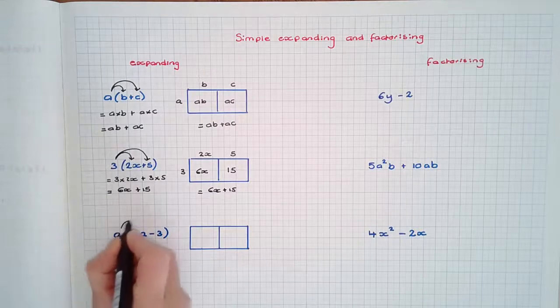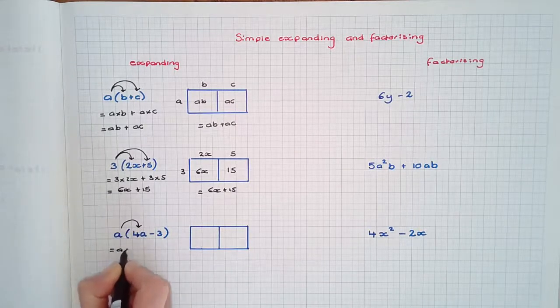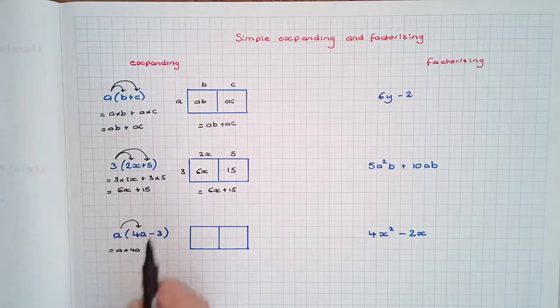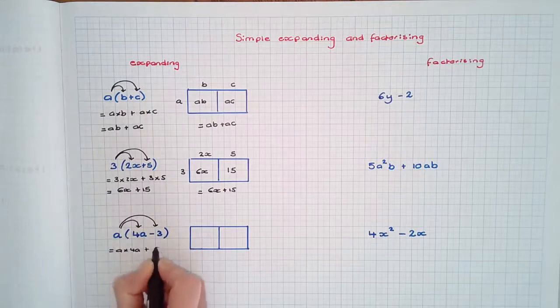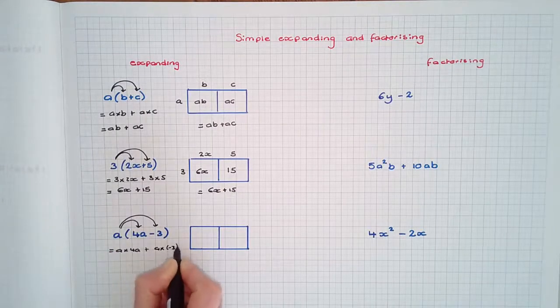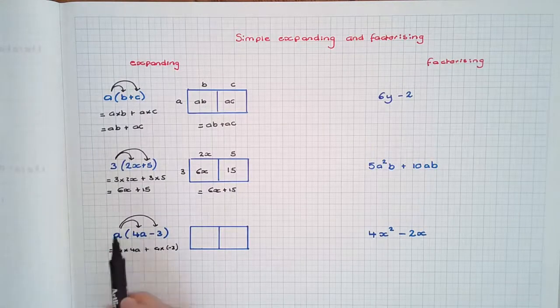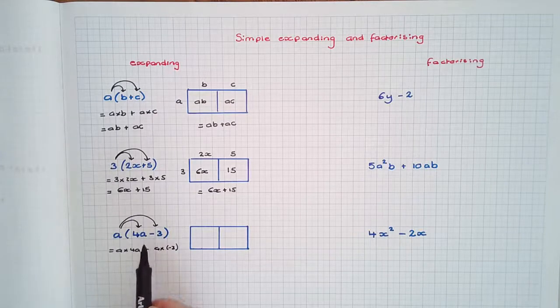a times 4a, and this time we have a minus. We could think of this as plus a times negative 3, or you could just simply write minus a times 3, knowing that when we add a negative it's the same as subtracting. I'll stick with adding the negative.